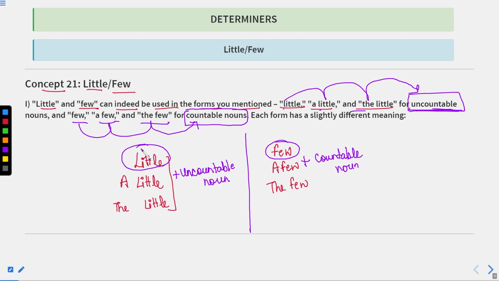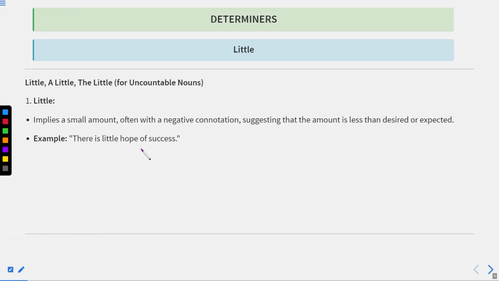Okay, now how do we use them, and what is the meaning of these three different phrases, that is little, a little, and the little? Why do we use a little, why do we use the little, or why do we use little alone? Well, there is a concept behind this. Now let me explain that. So here, first of all, little, a little, the little for uncountable nouns. Now, what is the actual meaning of little, a little, the little? Let me explain this with the example of a story.